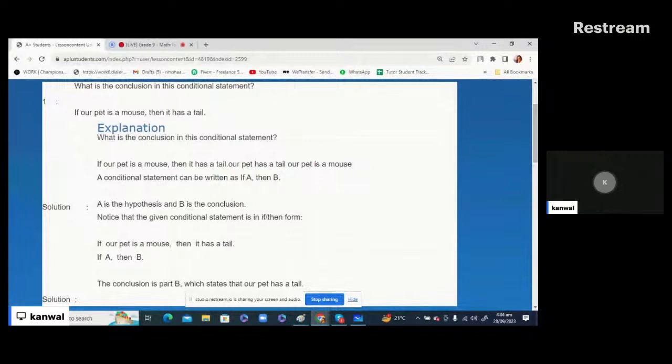Here is the question: what's the conclusion in this conditional statement? The statement given is: if our pet is a mouse, then it has a tail. So what's the conclusion for that? This is a conditional statement, and there are basically two things. The first is the hypothesis, then we conclude. First we make some experiment, we study, then we guess, and in the end we conclude the statement. Here are two options, A and B. Your first option would always be the hypothesis, and the second one is the conclusion.